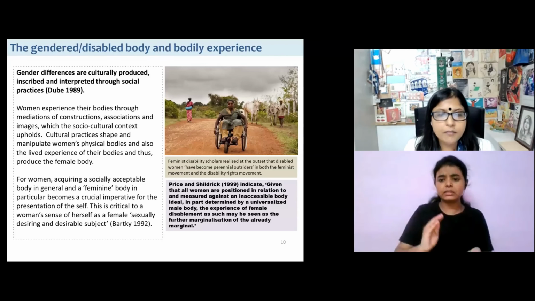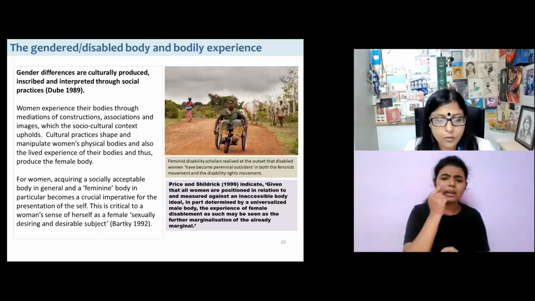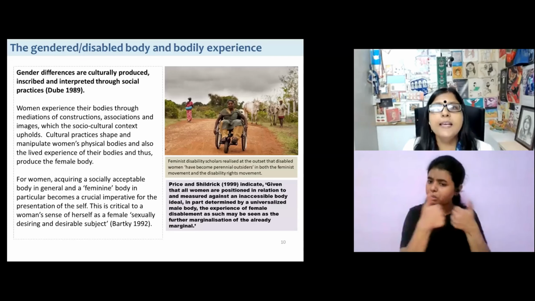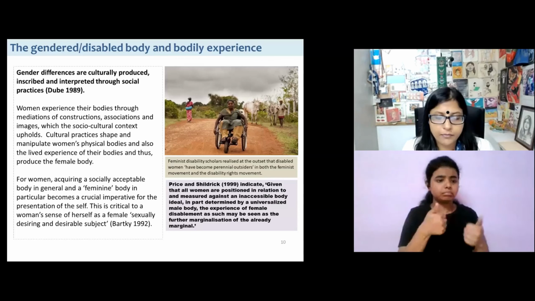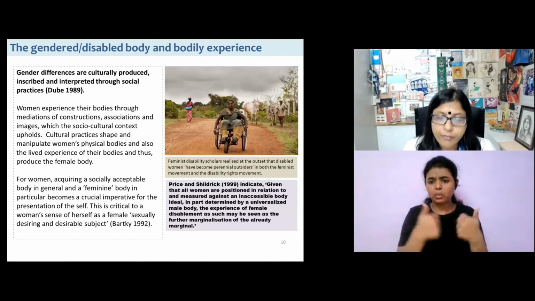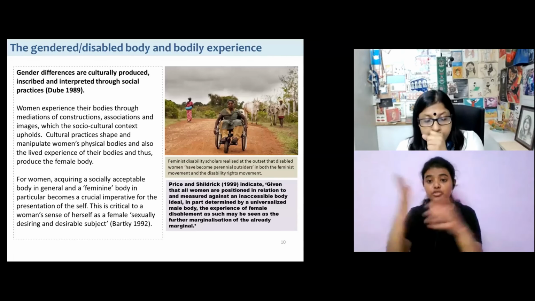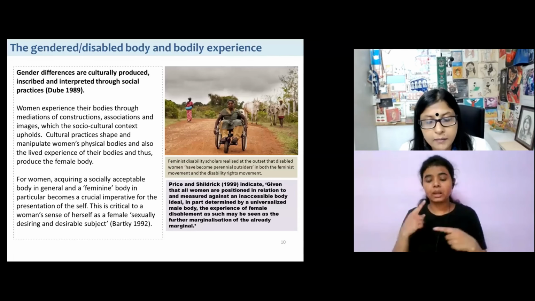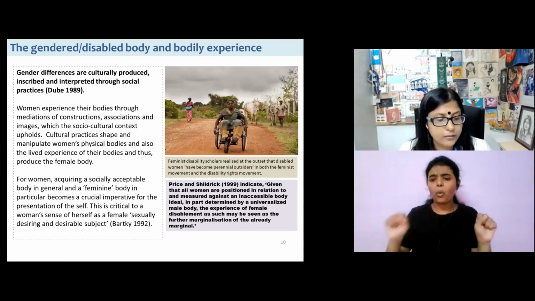and society at large. And women are disenfranchised with limited rights, lack of access to resources, and lack of inheritance rights. So, gender inequalities also result from ideologically embedded, pre-existing gendered social norms and perceptions, which we have accepted so far. For women, acquiring a socially acceptable body in general and a feminine body in particular becomes a crucial imperative for the presentation of the self.